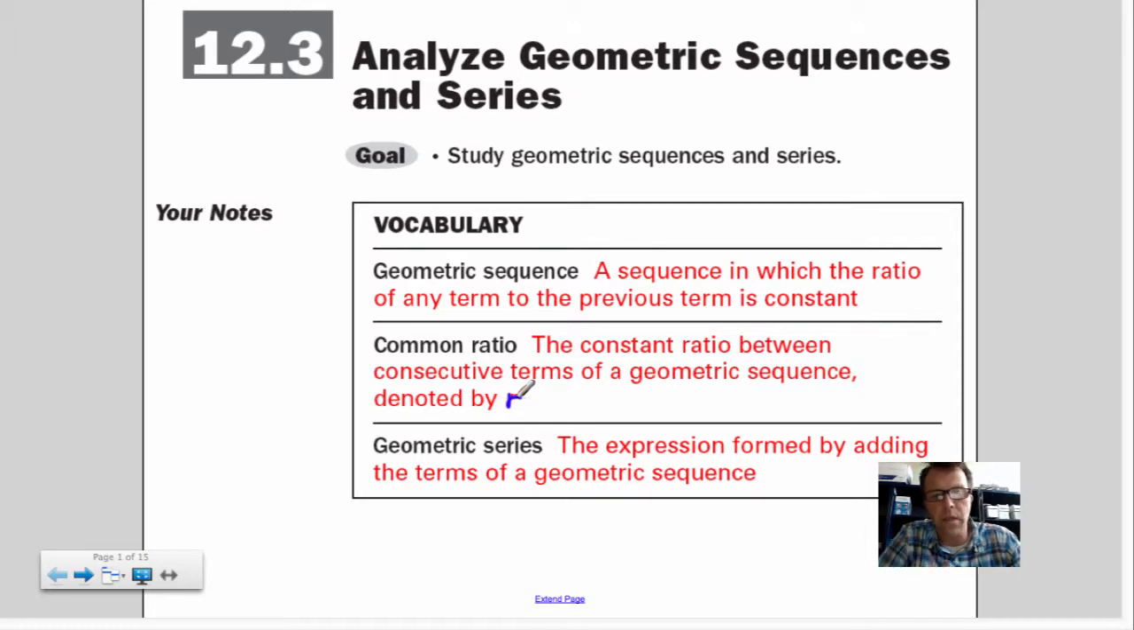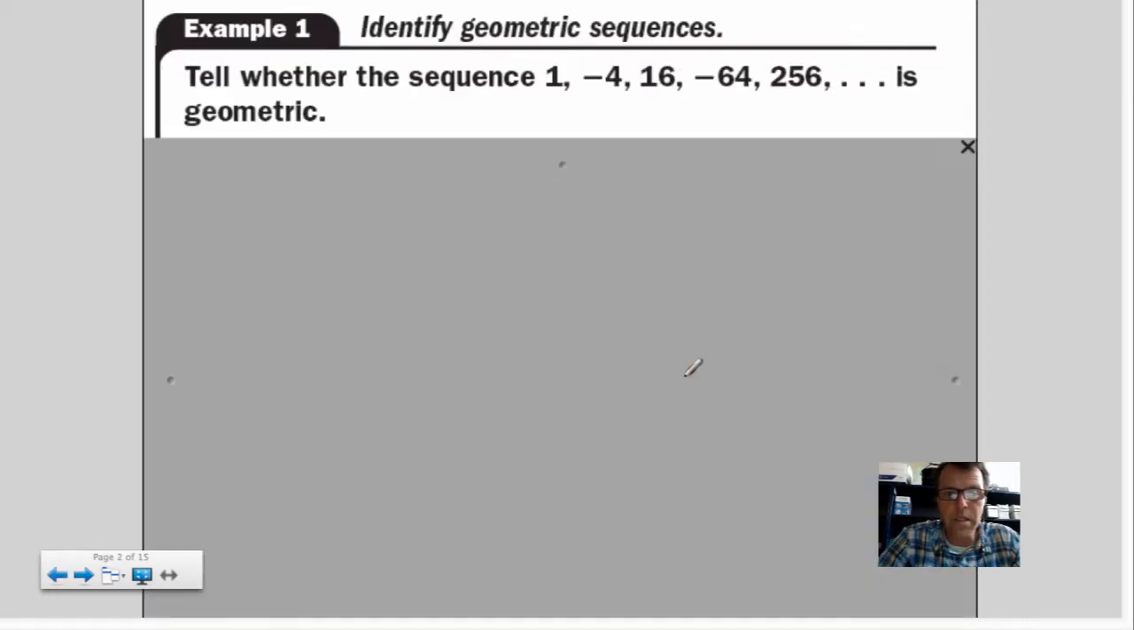The terms will get multiplied by a constant. So that's the common ratio. In a geometric sequence, the ratio of any term to its previous term is constant. So let's look at our first example.